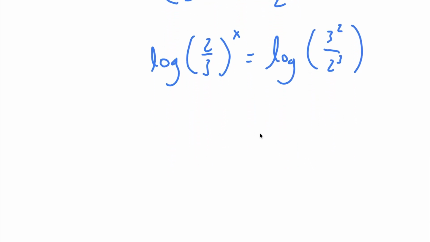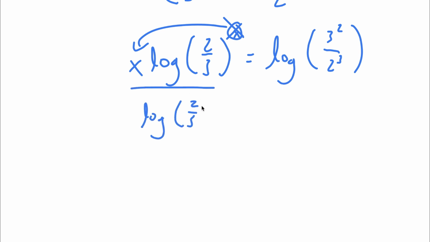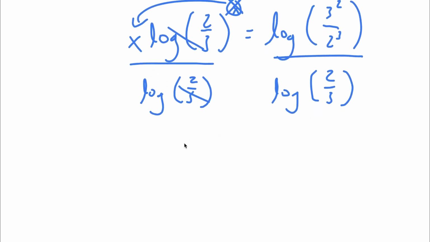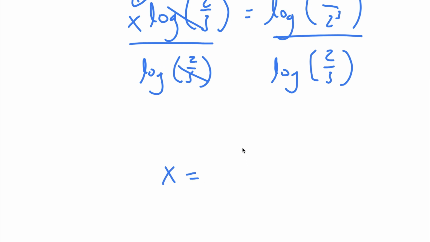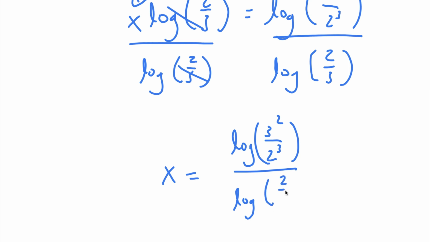So now, I can actually move this x to the front, so this is going to equal x times log 2 over 3. And now if I divide both sides by log 2 over 3, these two cancel out, and I'll be left with x is equal to log 3 squared over 2 to the power of 3 over log 2 over 3.